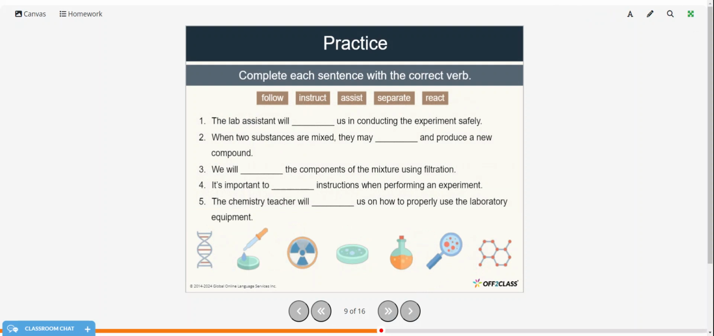All right, so complete each sentence with the correct verb. Again, you can pause the video, try this on your own, and then restart when you're ready to check the answers.